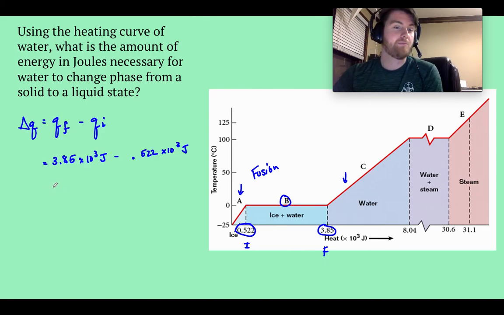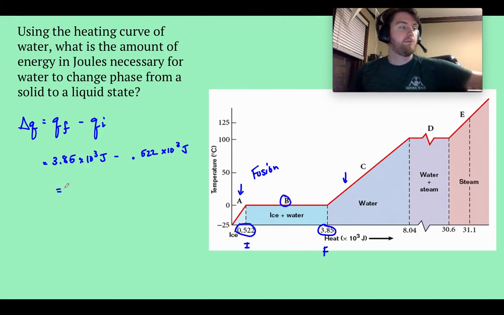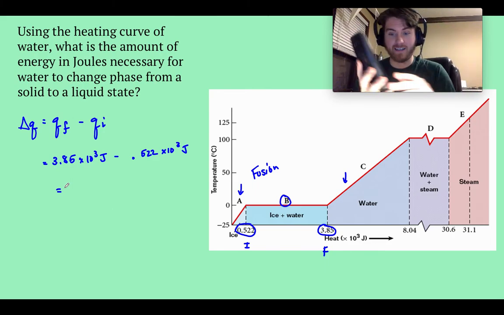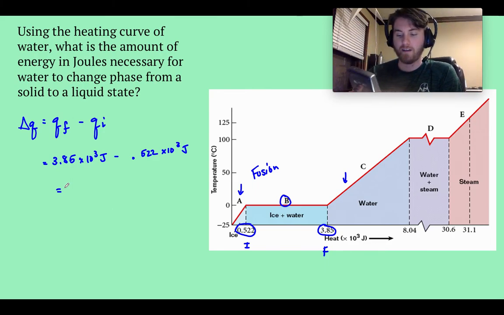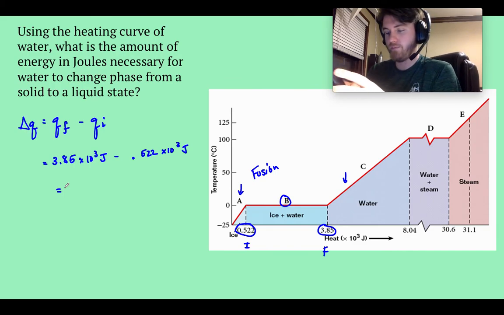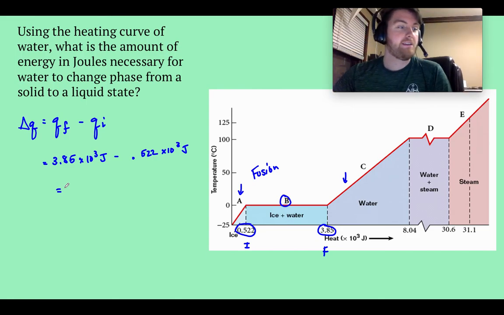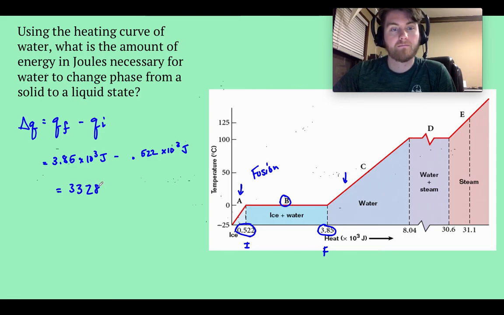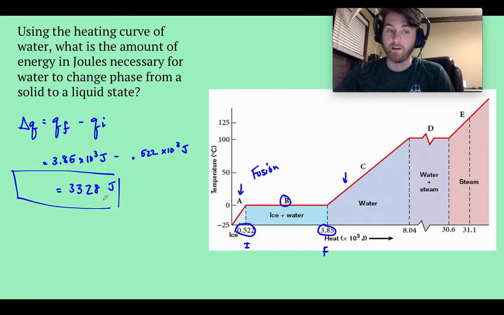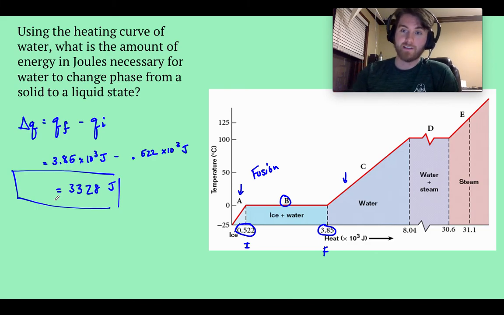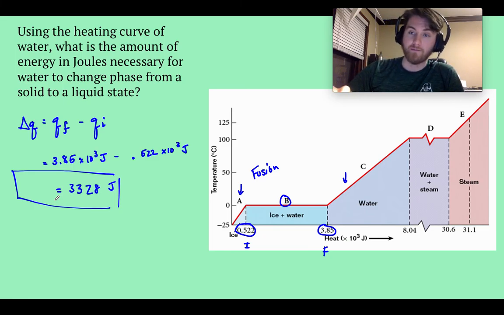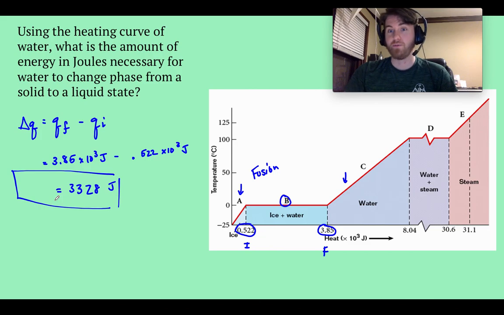This is the exact same type of problem that you will always figure out. So if we want to plug it in with our calculator, I'm going to plug in 3.85 E to the third minus 0.522 E to the third equals, and I get 3,328 joules. This is your heat of fusion for water. That means that it takes 3,328 joules exactly to change from ice into liquid water.